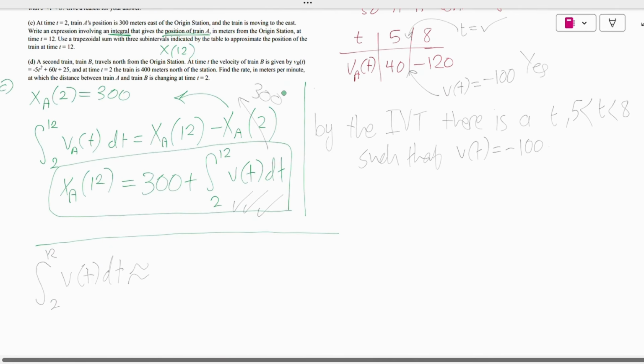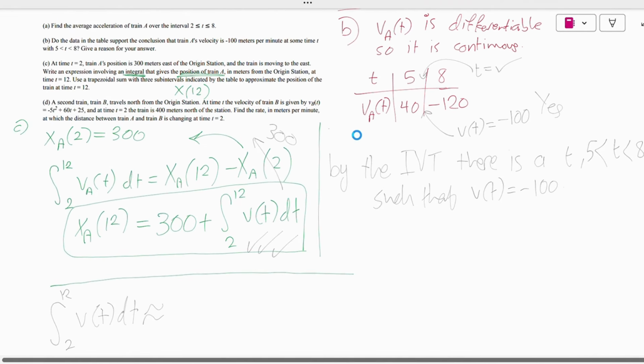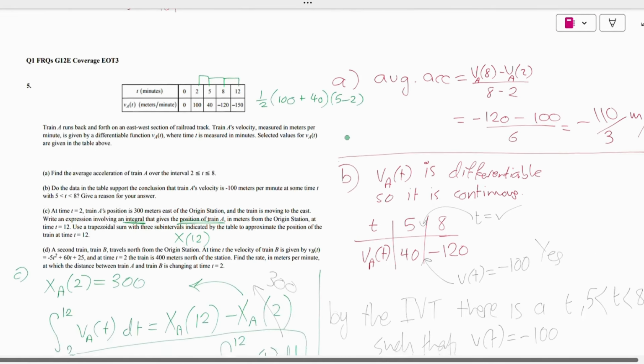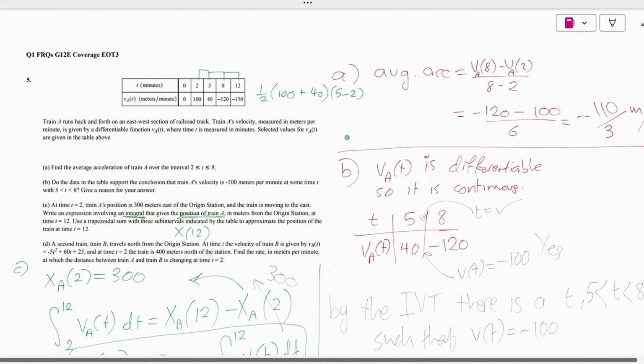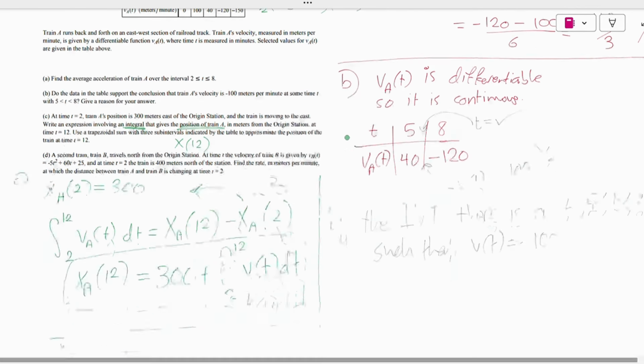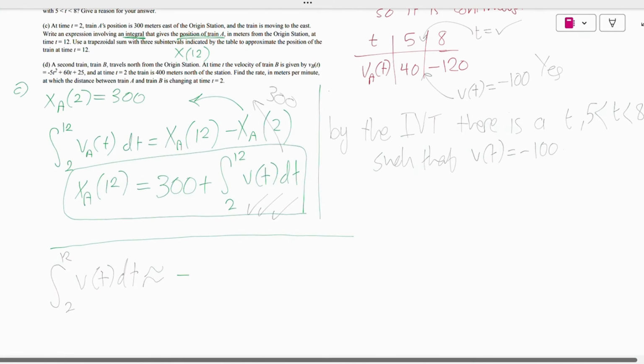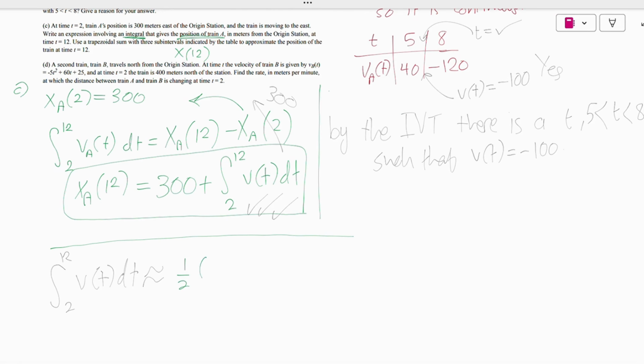So I'm going to write them down here. The first one, we just wrote it, let me just zoom out. So we've got half times 100 plus 40 times 5 minus 2, plus the second one will be half times 40 plus negative 120 times the difference between 8 and 5.